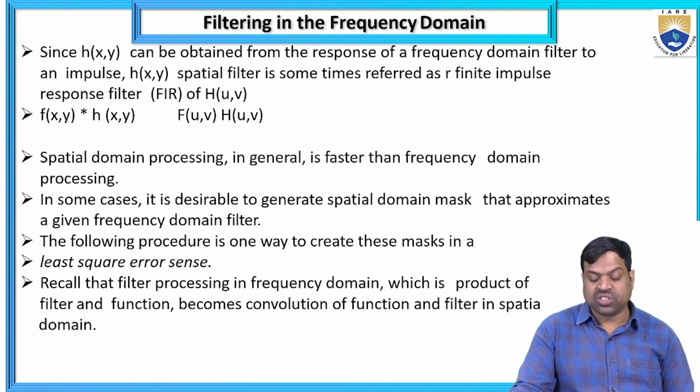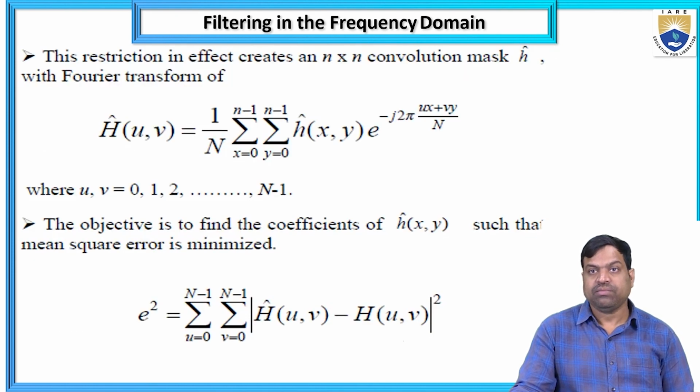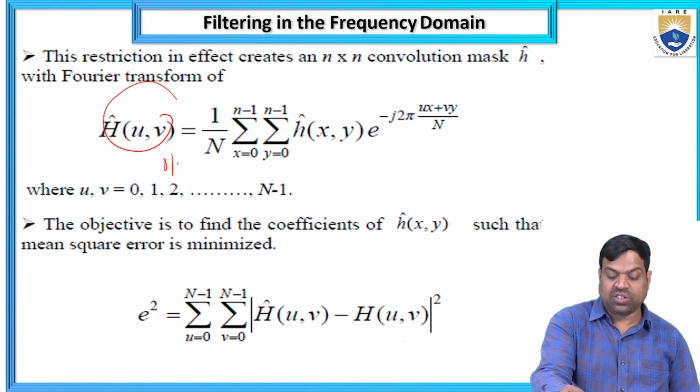The following procedure is one way to create these masks in a least square error. Recall that filter processing in the frequency domain, which is the product of filter and function, becomes convolution of function and filter in the spatial domain. Here the restriction creates an n-by-n convolution of mask h with the Fourier transform, capital H of u comma v equal to 1 by n, summation x equal to 0 to n minus 1, summation y equal to 0 to n minus 1, h of x comma y into e power minus j 2 pi (ux plus vy) by n. So here I am taking the output function.